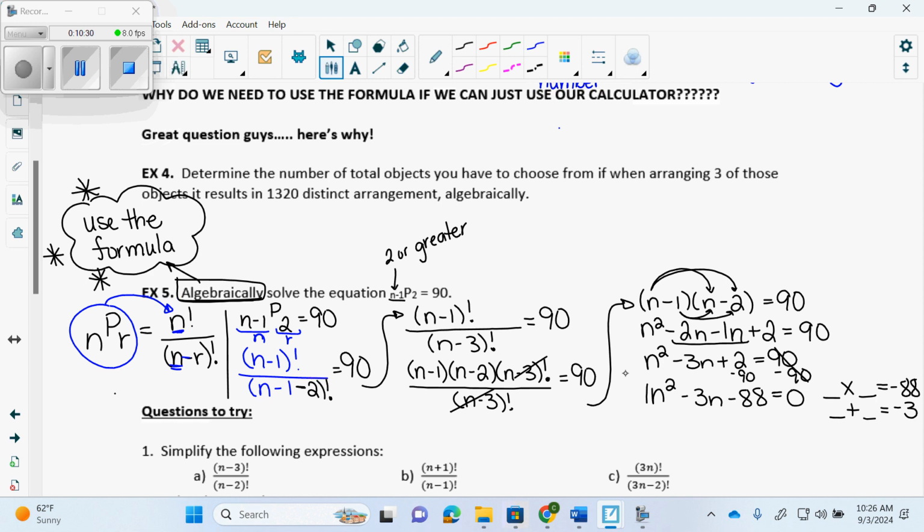Okay. The reason why I draw the blanks, it takes about 3 seconds to do that. That's not hard, correct? The reason why I draw the blanks is that it makes it so that I don't make stupid mistakes in factoring. Okay, I think it's negative 11 and 8. Well, let's check it out. Negative 11 times 8 is negative 88. Cool. Negative 11 plus 8 is negative 3. Yes. So I know I didn't mess up.